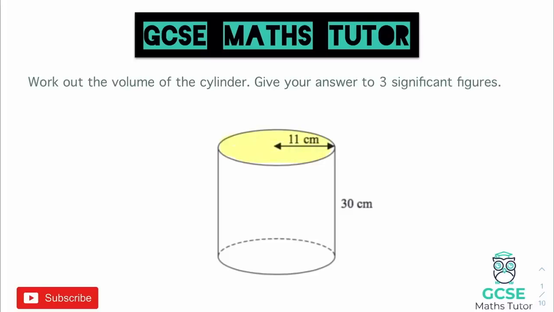So in order to work out the area of a circle, we need to make sure we know the formula for the area of a circle. And the formula for the area of a circle is area equals pi r squared, where r is the radius. Now this question has given us the radius.